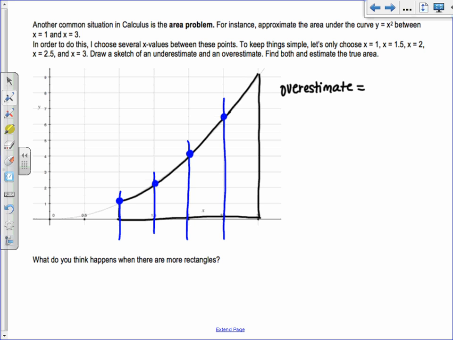Okay, so I want all of my rectangles to overlap the area that I'm trying to find. I'm also going to use x equals 3 here. All right, so what I'm going to do is use what's called right-handed. I'm going to take my right hand, and I'm going to draw on the point, and I'm going to go straight over to the left. So start with your right and move to your left. That's called right-handed. All right, and that's a rectangle. Then I start with the right and move to the left. That's a rectangle. Start with the right and move to the left. That's a rectangle. Does that make sense? Okay, that's going to be my overestimate.